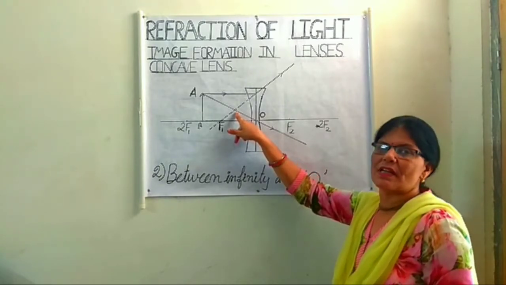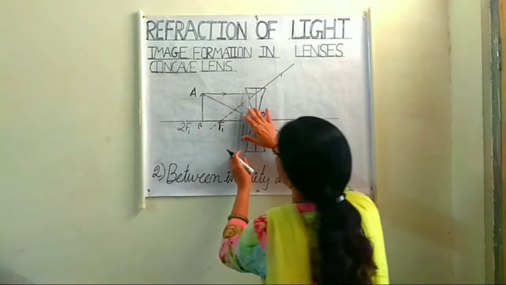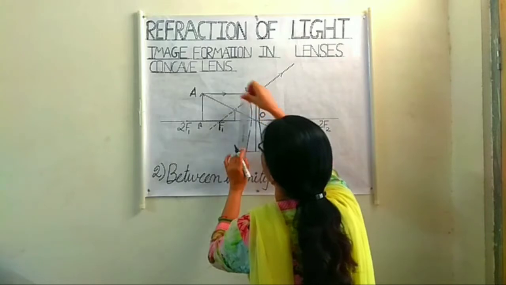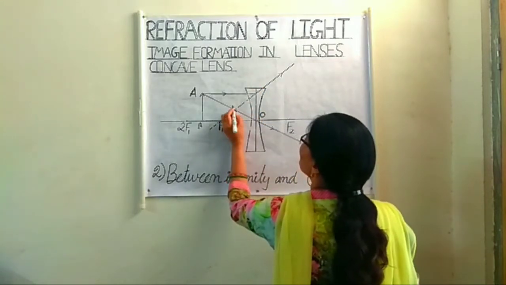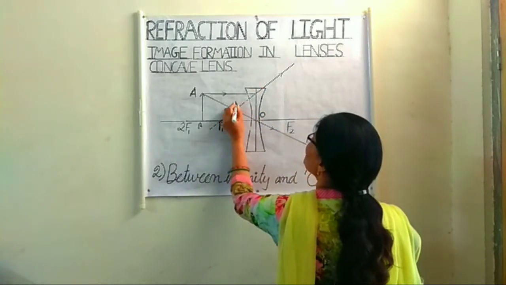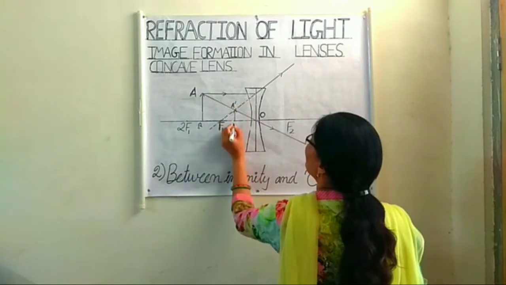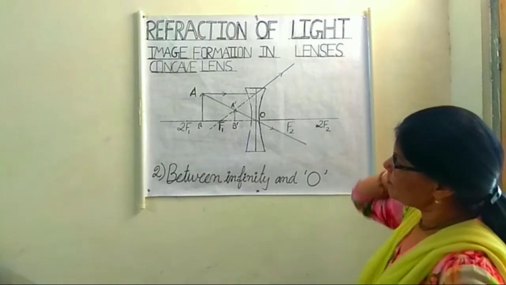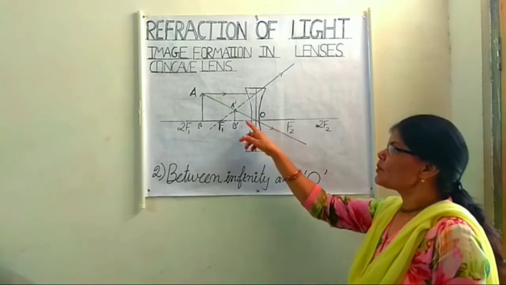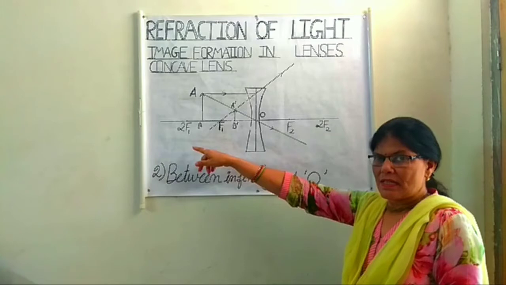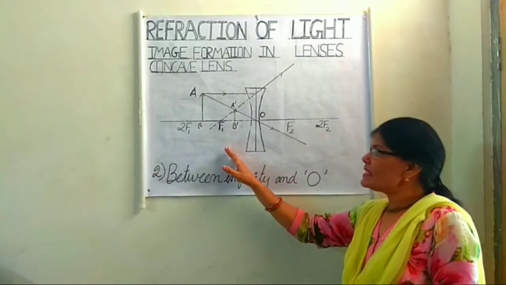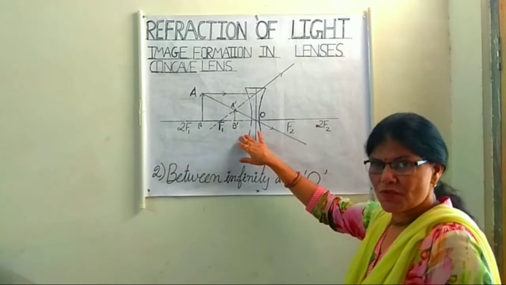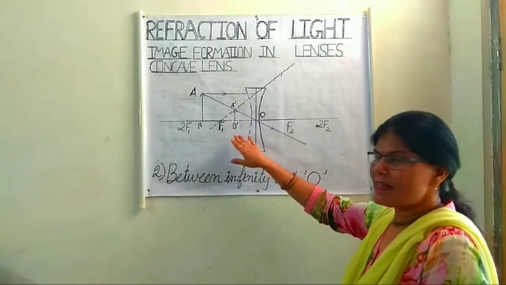So let us join this with the principal axis. This is the image A dash and B dash. But this image is smaller than the size of the object. So the properties of the image are: it is diminished as compared to the object size. It is virtual as it is formed on the left side. It is virtual, erect, and diminished.